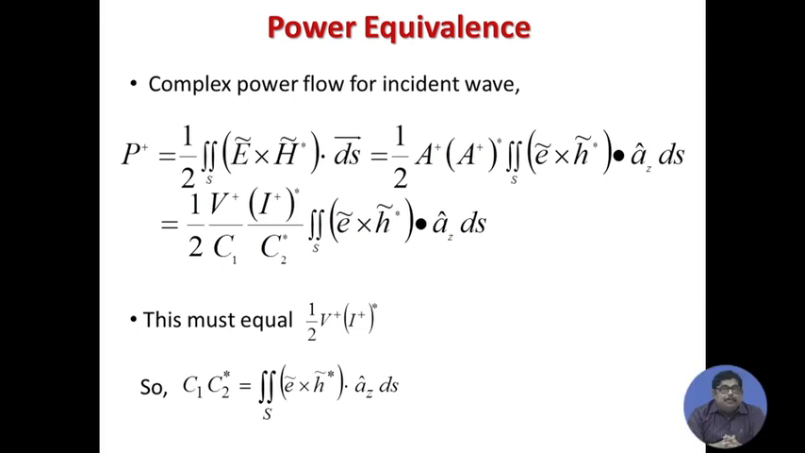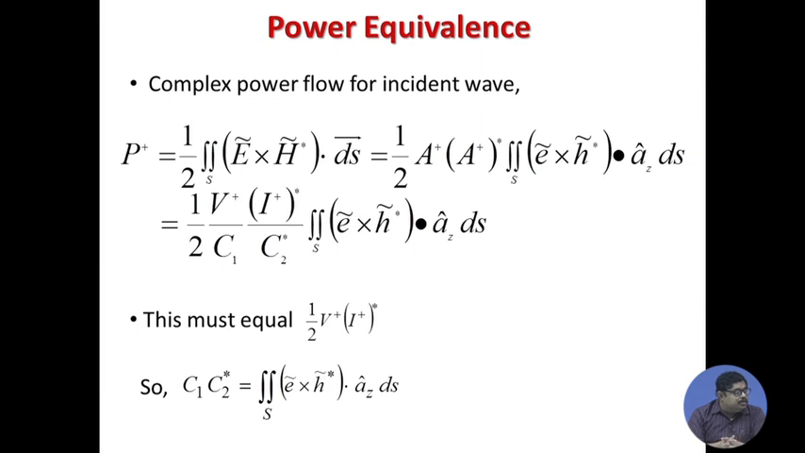So, half comes from that e to the power j omega t, it is a sinusoidal variation. Any sinusoidal quantity, its average is half. So, half E cross H star, that is the Poynting vector, it is a power intensity, power flow per unit area, that dotted with the dS vector. So, that expression we wrote.